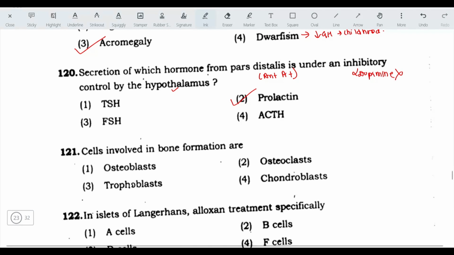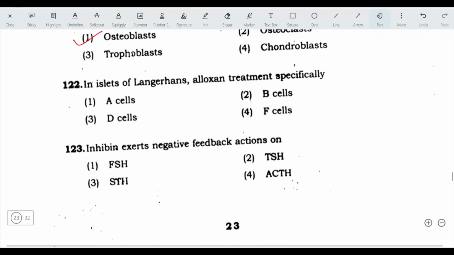Next, cells involved in bone formation are... The answer here is osteoblasts. Next question, in islets of Langerhans, alloxan treatment specifically affects B cells. Alloxan is a chemical compound known to selectively destroy insulin producing beta cells. These beta cells are located in the pancreas.